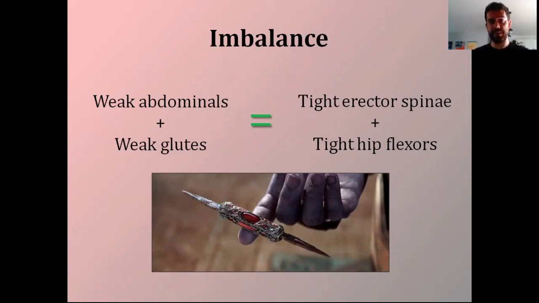So think about an X, from your abdominals, from your front down to your glutes. We want those nice, balanced, and strong. But the muscles opposite of those, so your erector spinae in your low back, that big long one that runs up the spine, those ones down in your low back, combined with your hip flexors, right on the front of your thighs through into your groin. Those will end up being tight if we have weak abdominals and weak glutes.